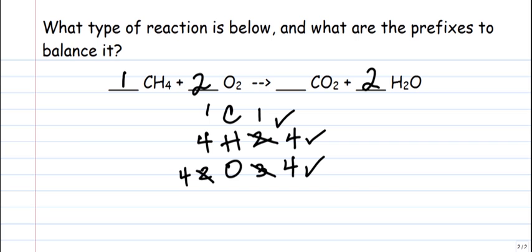You can add little 1s in front if you want, but you don't have to. You've got a 1-2, 1-2 reaction here. We could have balanced the oxygen first and done our 2 times 3 is 6, and you would have ended up seeing that you needed to reduce. But other than that, in this combustion reaction, your prefixes are 1-2, 1-2.